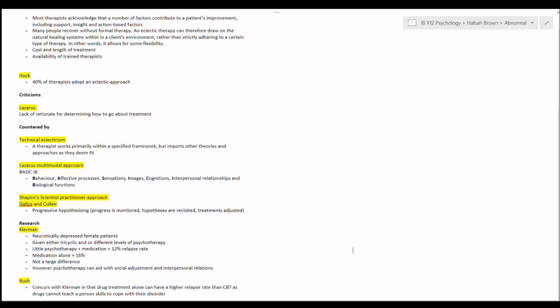psychotherapy, unlike drug treatments, can aid with social adjustment and interpersonal relations. And this is supported by Rush's research, who concurs with Klerman in that drug treatment alone can have a higher relapse rate than CBT, as drugs cannot teach a person skills to cope with their disorder.